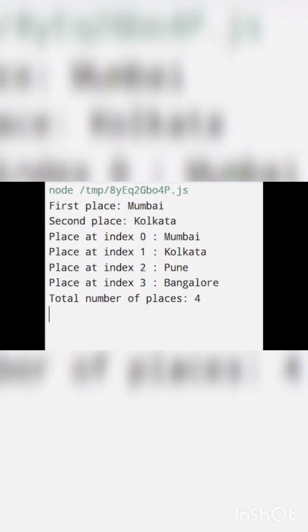The cool thing about arrays is that you can access any item in the list by its position, which we call the index. The first item is at index 0, the second item is at index 1, and so on. Arrays are useful when you need to manage multiple data points efficiently, and you can easily add, remove, or modify elements in them.